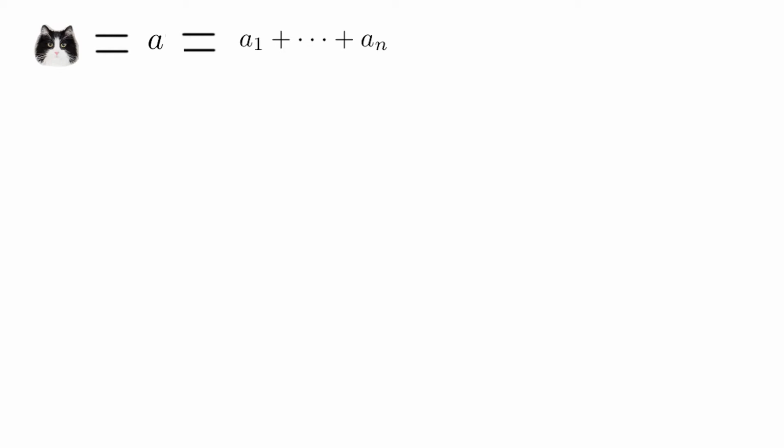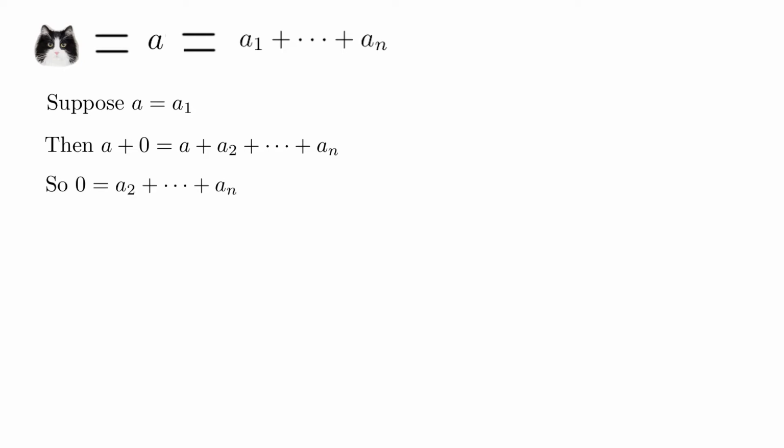Now it's important to notice here that since A is equal to A1 plus ... plus AN, we cannot have any of the A1 through AN equal to A. And the reason for this is, suppose that A1, for example, was equal to A. What we can do is we can use that 0 element we talked about earlier. So A is actually equal to A plus 0. And then we can use that cancellation property to get that 0 is equal to A2 plus ... plus AN.